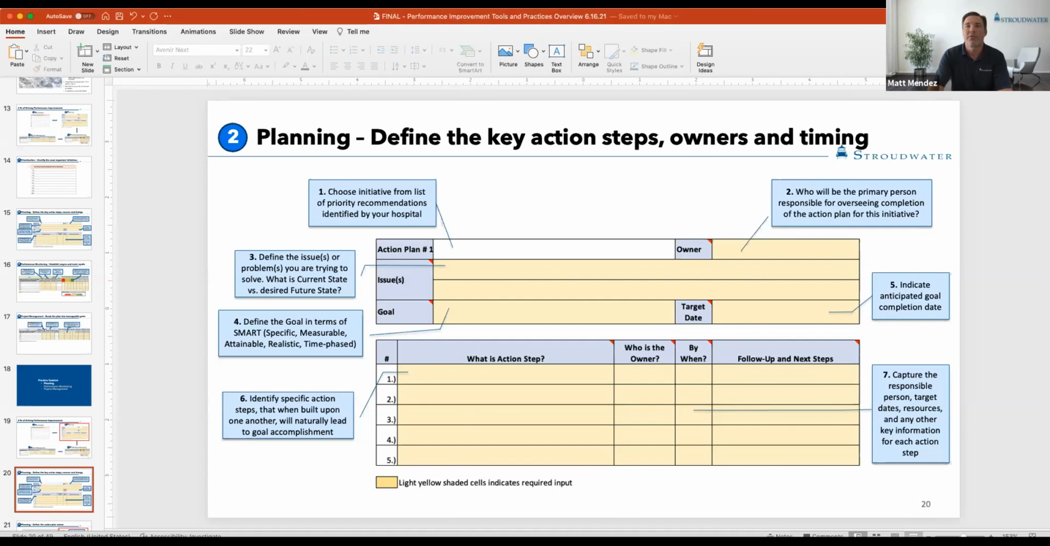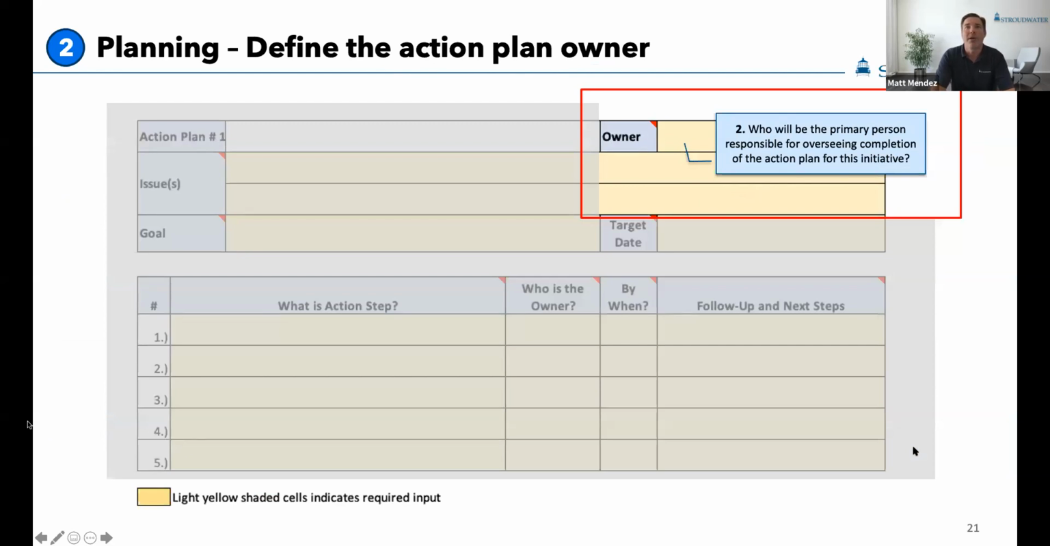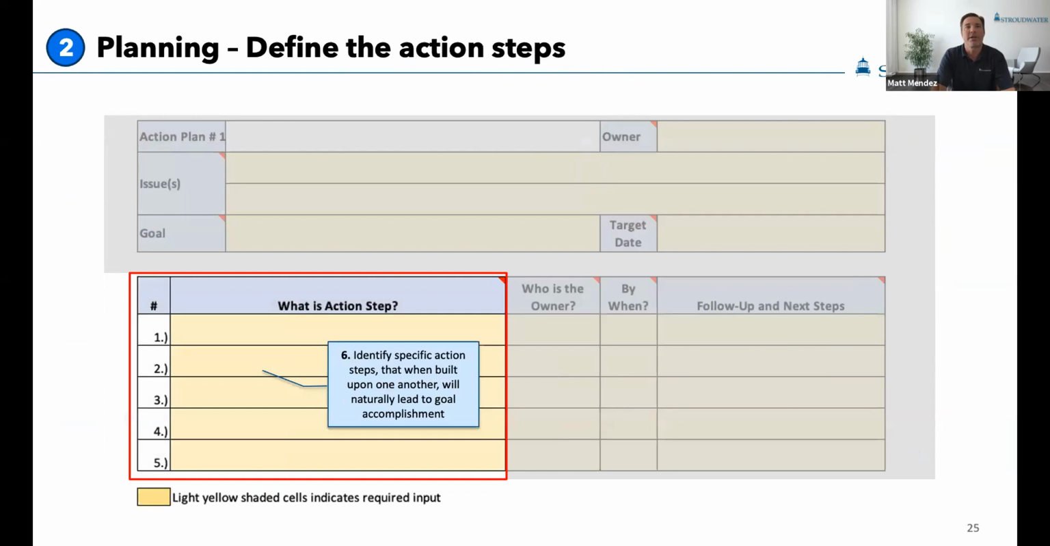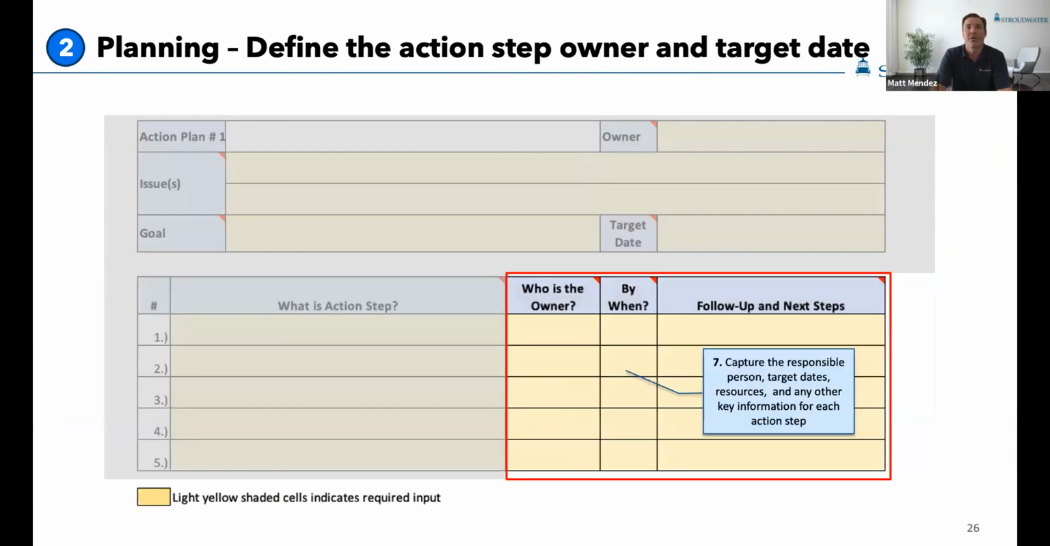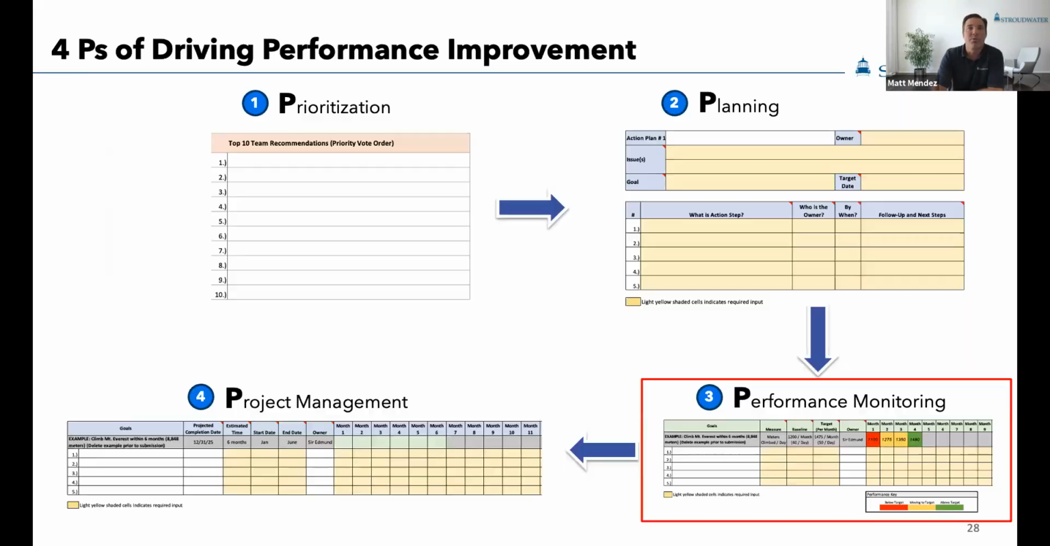We just walked through that first action plan, populating the owner, the issues, the goal, the target date, action steps, owners, target dates, and other key information. Now that you've got that first action plan created, we want to build out some performance monitoring for that plan. So we're moving into this phase here.